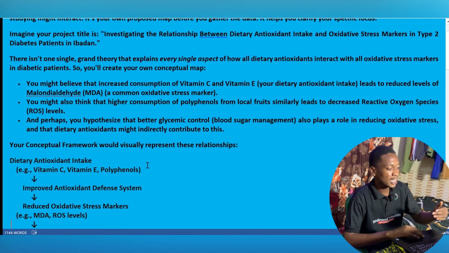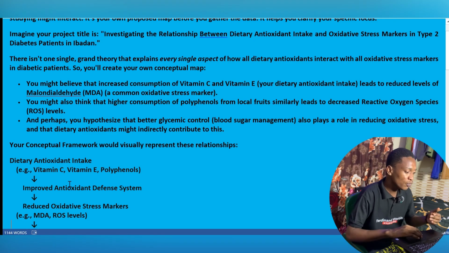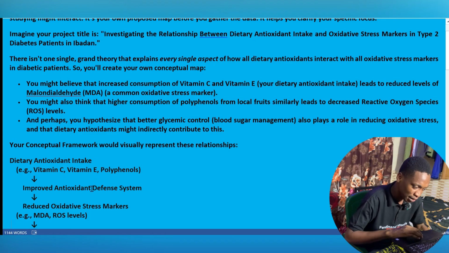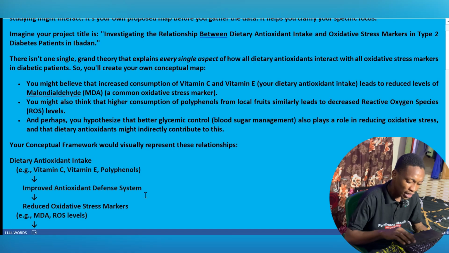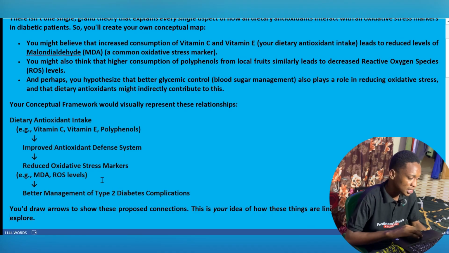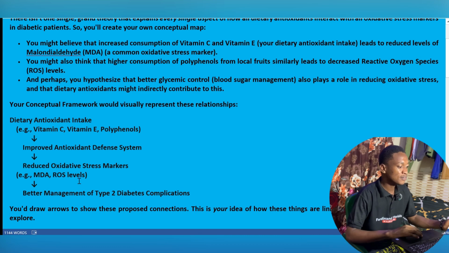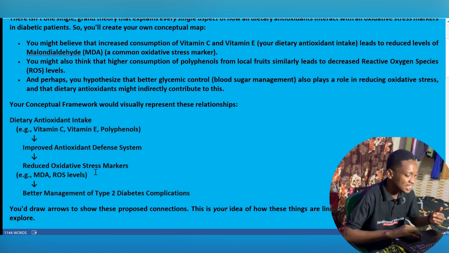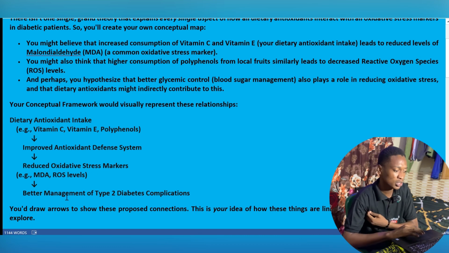Now, what does dietary antioxidant intake do? It improves the antioxidant defense system. Now, when it improves the antioxidant defense system, what will happen? It will reduce the oxidative stress markers, which are MDA, malondialdehyde, and ROS, reactive oxygen species levels. And when it reduces the oxidative stress markers, it will better manage type 2 diabetes complications.